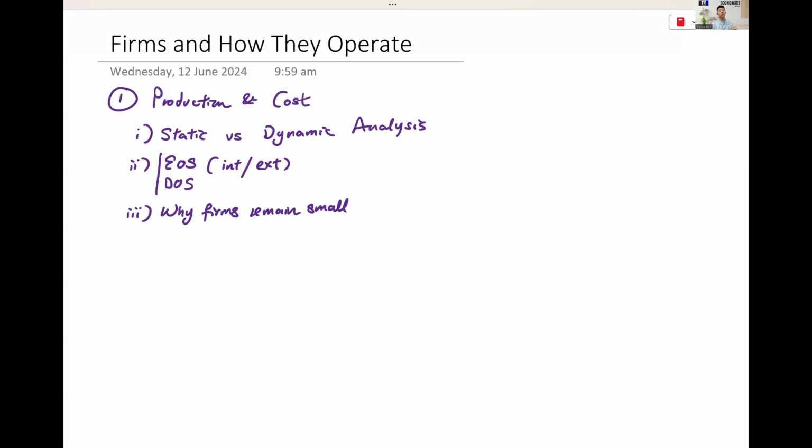After you gain the skills from production and cost, you go on to the second part, which is where you learn about different market structures. Here I'll just call them market structures, ranging from very competitive PC firms all the way to your monopoly, single producer of a unique good.